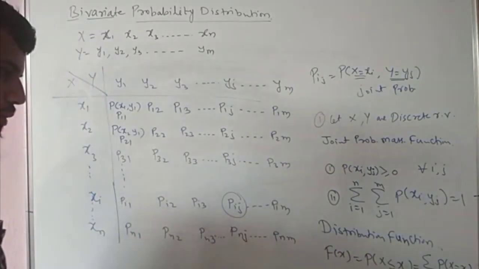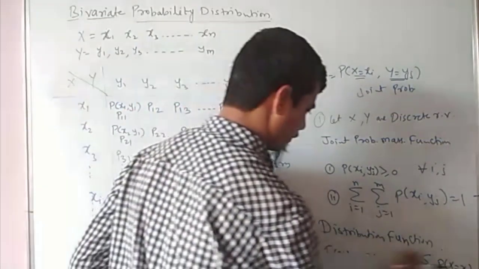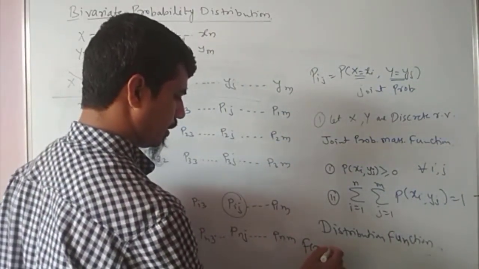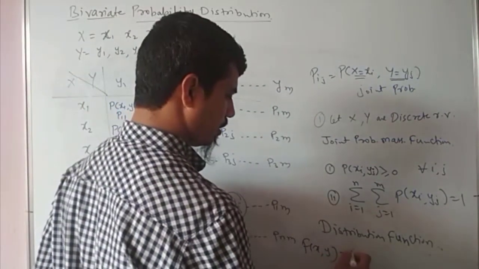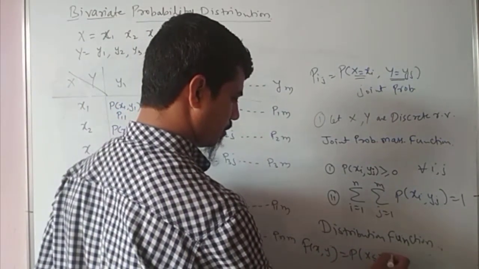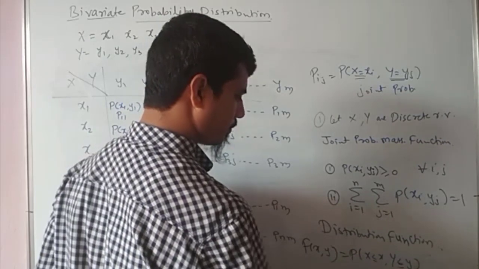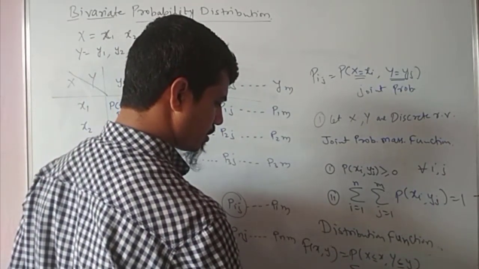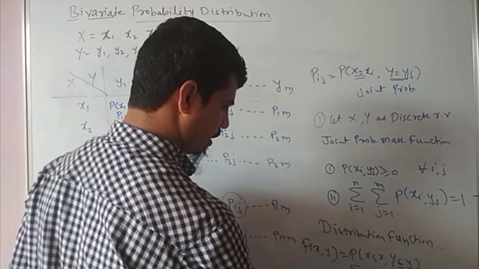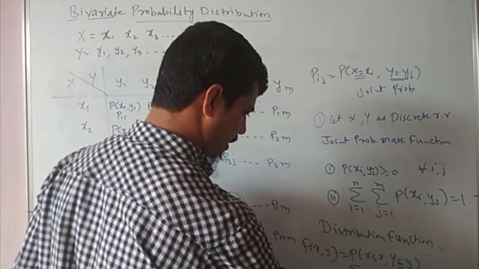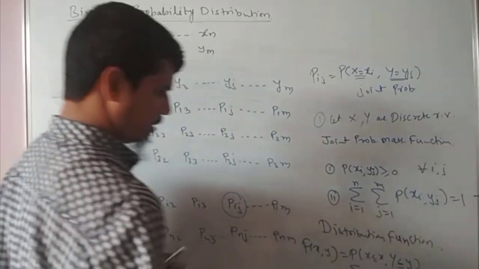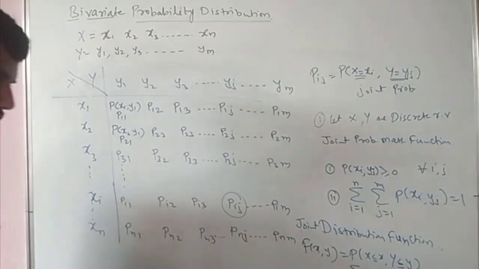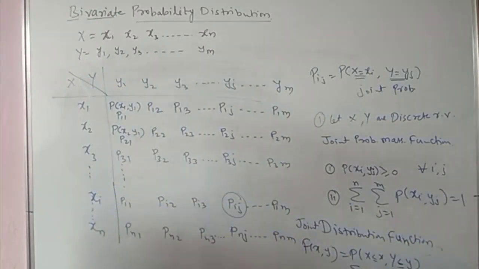But in case of two random variables, we have the joint probability distribution, which is given by F of x comma y, which is nothing but P of capital X less than or equal to x, capital Y less than or equal to y. It's a double sum over X less than or equal to x, Y less than or equal to y, of P of X equal to x and Y equal to y. That is known as the joint distribution function.